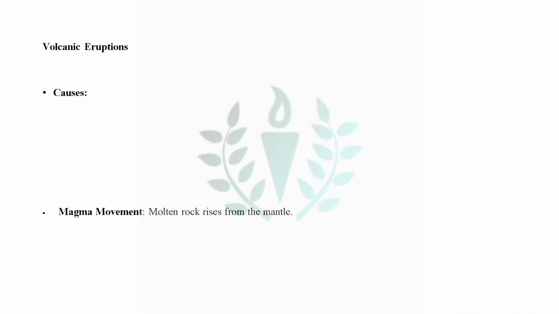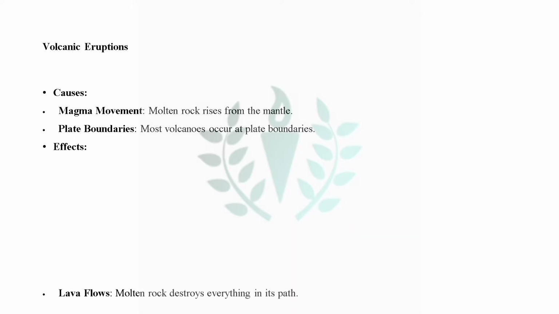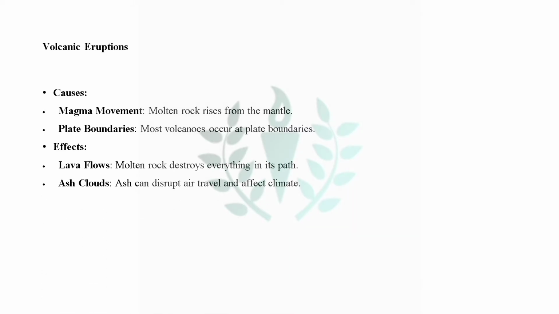Now it's time to discuss volcanic eruptions. The causes of volcanic eruptions can be magma movements as well as plate boundaries. In the first case, molten rock rises from the mantle, causing volcanic eruptions, while in the second case, most volcanoes occur at plate boundaries. The effects of volcanic eruptions include lava flows, ash clouds, and pyroclastic flows.